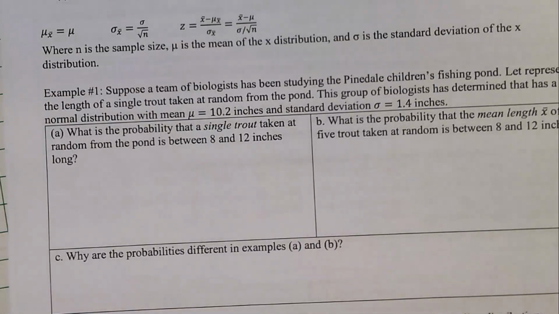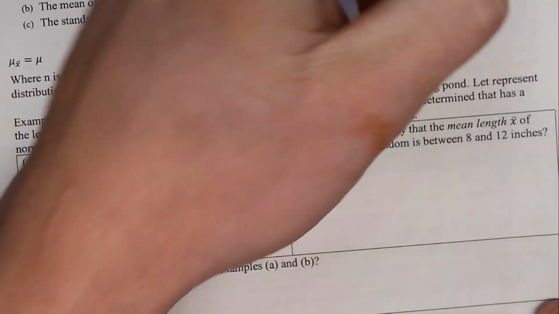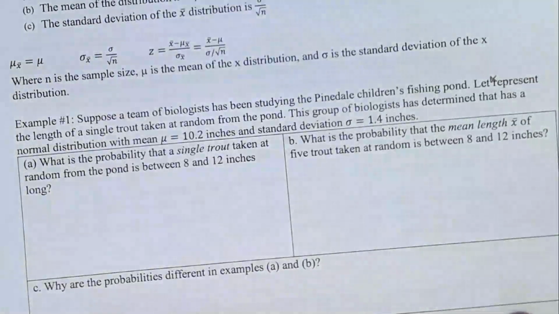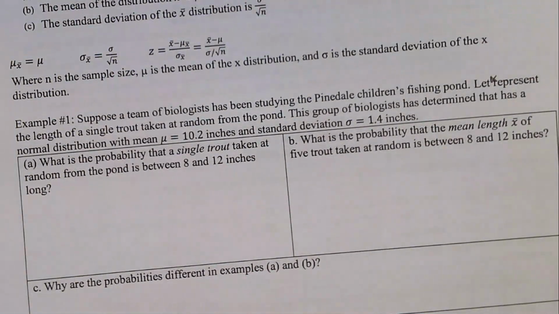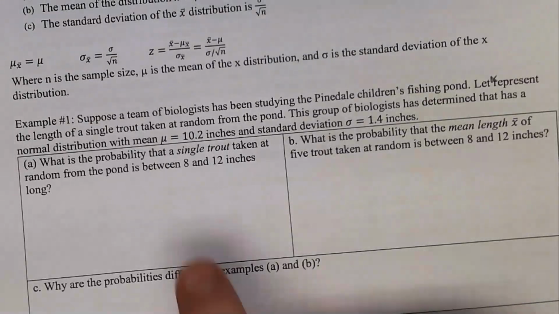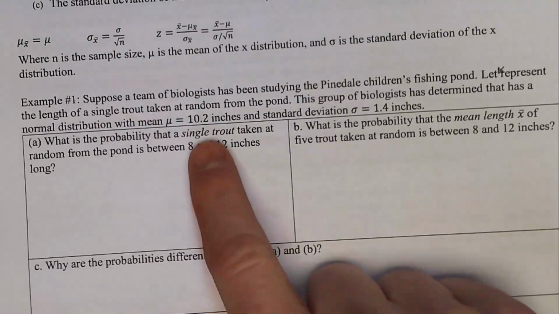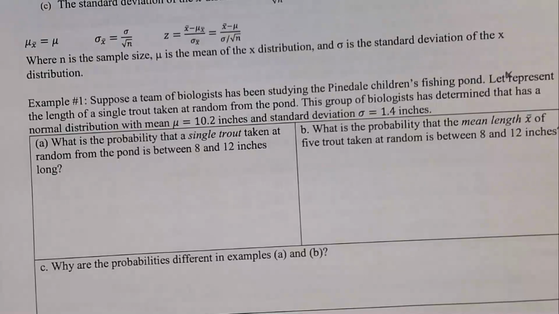Suppose a team of biologists has been studying a Pinedale Children's Fishing Pond. Let X represent the length of a single trout chosen at random from the pond. The group of biologists determined that it follows a normal distribution with a mean of 10.2 and a standard deviation of 1.4. Okay, so this is what we did in 6.3. What's the probability that a single trout, one trout taken at a time, would be between 8 and 12 inches long?